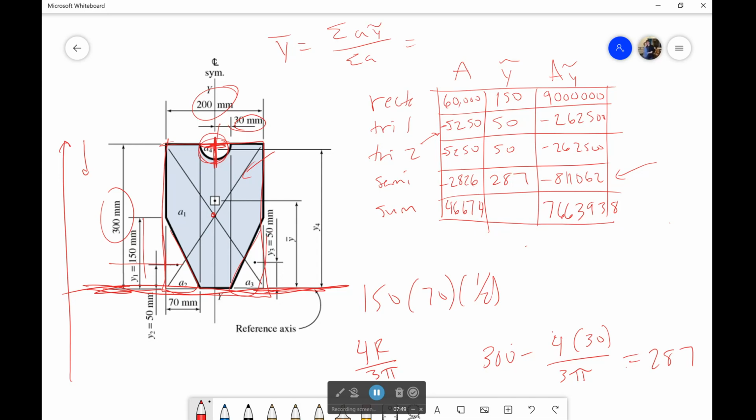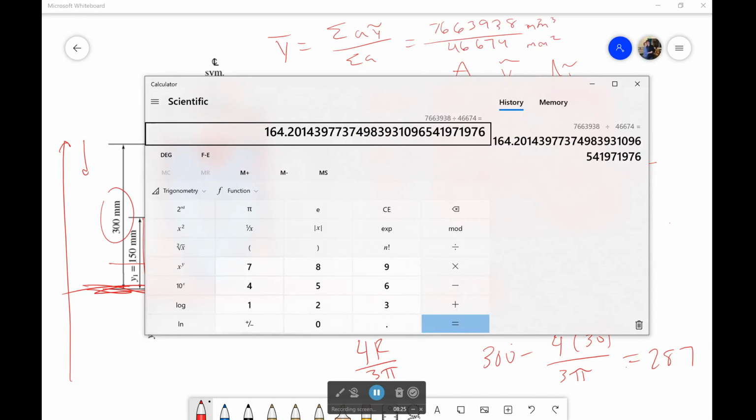So let's plug it in our calculator and see what this gives us. 7,663,938 divided by 46,674. It comes out to be 164 millimeters upward. Okay, so y bar is going to be equal to 164.2 millimeters. Now let's ask ourselves, does this make sense?